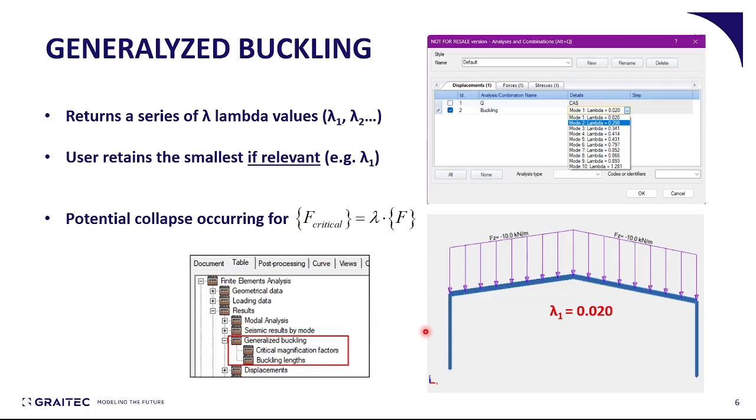Obviously, the critical load, the lowest load that corresponds to the potential collapse of the structure, is the external load multiplied by the lowest value of lambda. This is the critical load. This is the load that will cause the potential collapse if it happens.